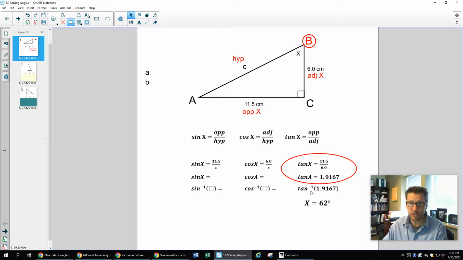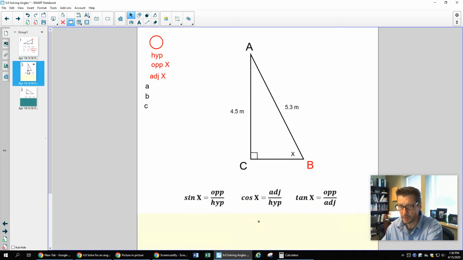Figure out which ratio is the one that turns into a decimal ratio, and then tell your calculator to work backwards: tangent minus 1, cos minus 1, sine minus 1, whichever one it is that works for the ratio to get your answer. So let's do that now for the next question. I guess it's going to be question number 3.